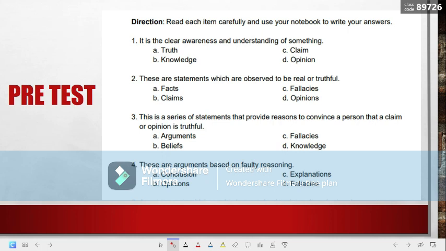Number 4. These are arguments based on faulty reasoning. Is it A, conclusion, B, opinions, C, explanations, D, fallacies?